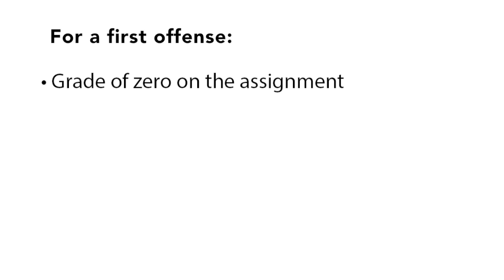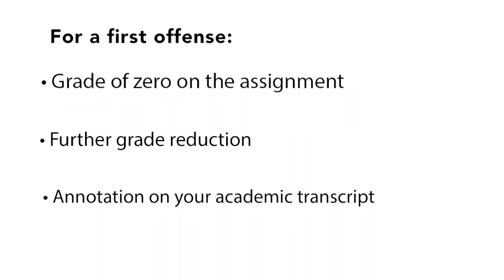Here are the potential sanctions if you're caught committing an academic offense. For a first offense, if resolved with the dean, those charged with an academic offense will receive one or more of the following sanctions. A mark of 0 on the assignment. A further reduction of the equivalent value of the assignment. For example, if the work is worth 15 marks, you could potentially lose 30 marks from your final grade. And an annotation on your transcript for a specific period of time, up to a maximum of 5 years.